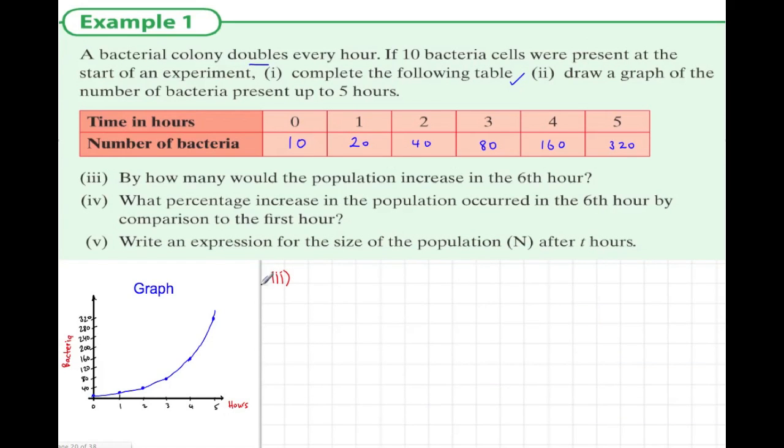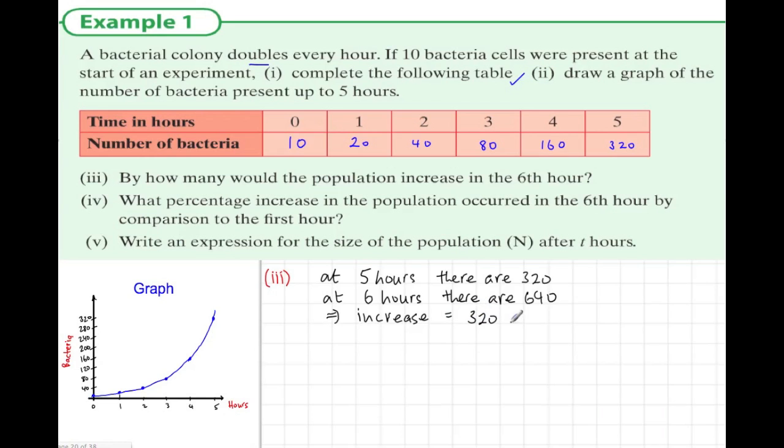I'll place that to the side. Now, question 3. How many would the population increase by in the 6th hour? Well, we know at 5 hours there's 320, and at 6 hours this would double, so that would give us 640, and the difference here would be the increase in the 6th hour. So the increase is obviously 320.